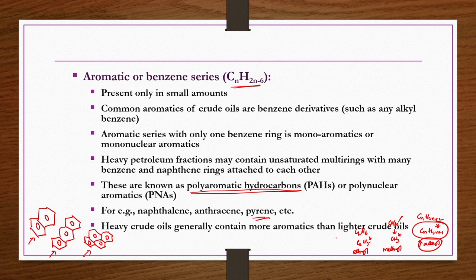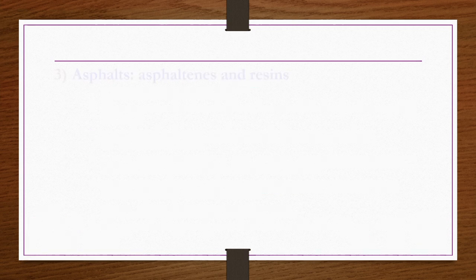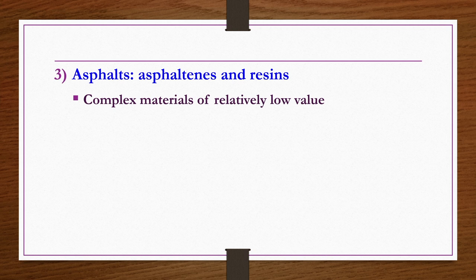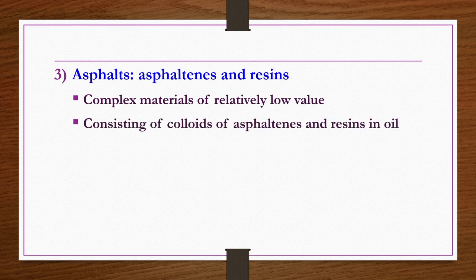Okay? This structure we have already seen in the first chapter of the course, where we were discussing the common unit processes of organic chemical technology. Third category is asphalts, which has two subcategories, asphaltenes and resins. These are complex materials of relatively low value, consisting of colloids of asphaltenes and resins in oil.